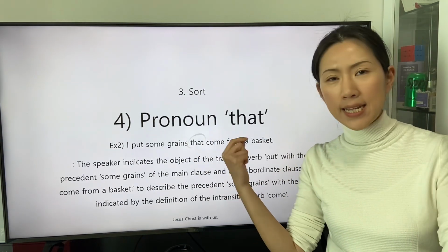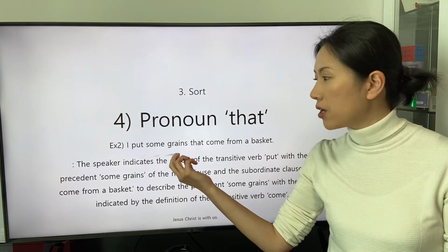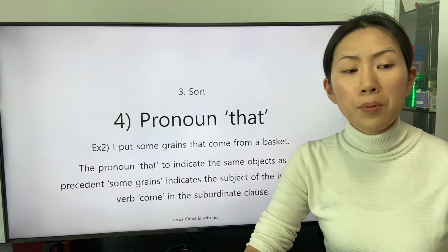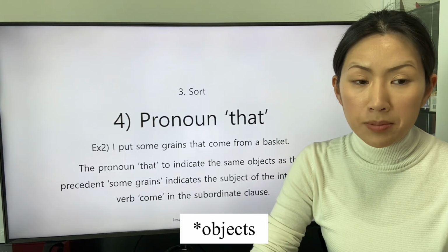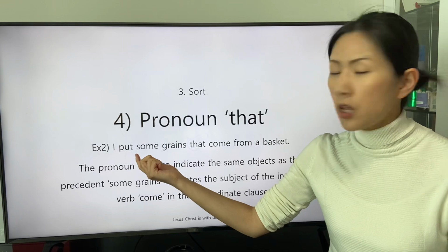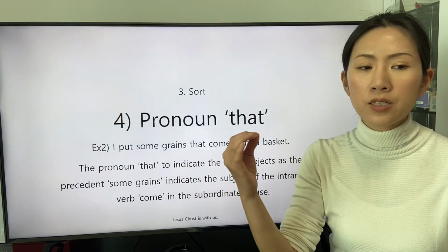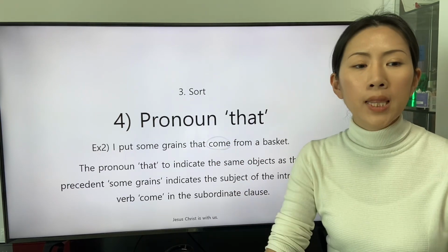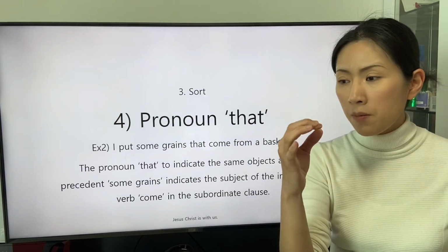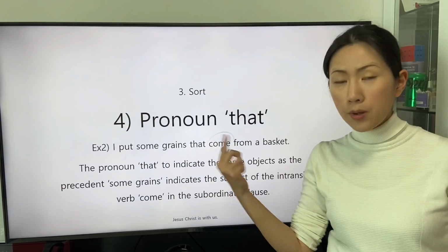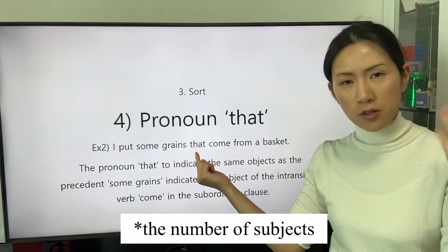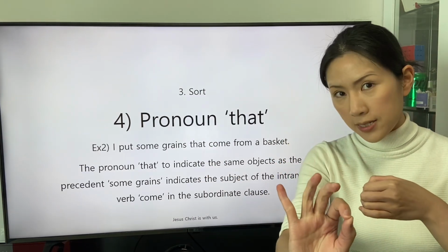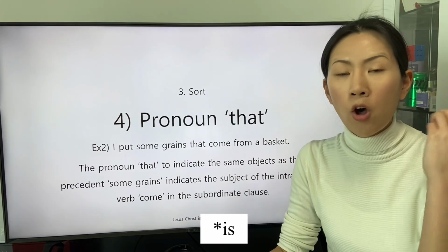The pronoun that indicates the objects that are not people. The pronoun that to indicate the same as the precedent some grains indicates the subject of the intransitive verb come. In the subordinate clause, the form of the intransitive verb come reveals that the pronoun that indicates the same object as the precedent some grains, plural.